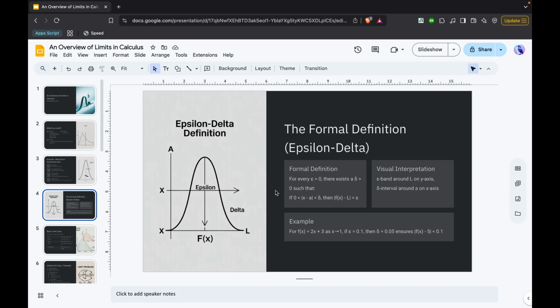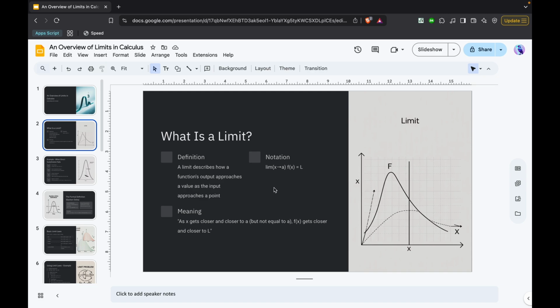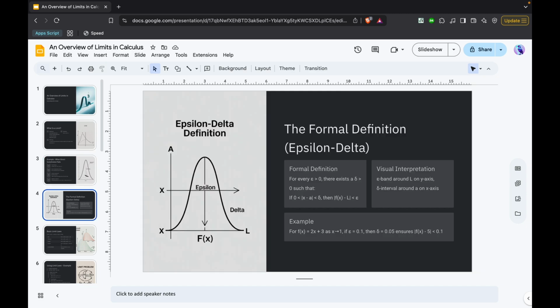Now, going back to the notation, A is the x value the point is approaching, and L is the y value, the f of x value, that the function is approaching. So that means there's a delta greater than 0 such that if the absolute value of x minus a is between 0 and this mysterious value delta, then epsilon is greater than the absolute value of f of x minus L.